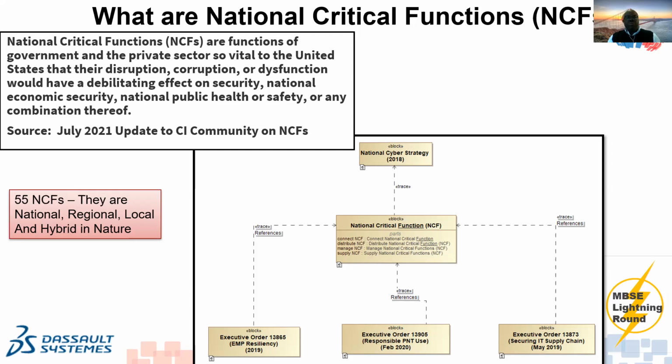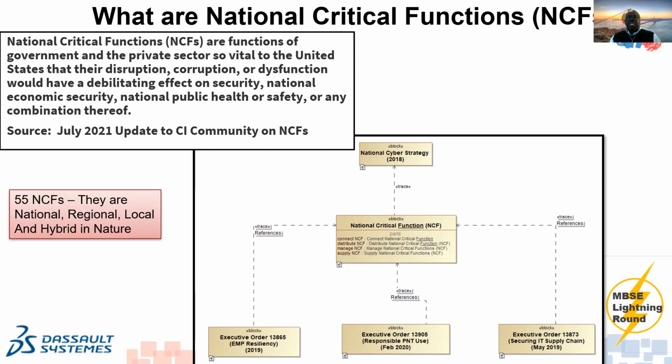This just shows the fact that there are 55 NCFs. And so what are the NCFs anyway? Basically, they're the functions of the government and private sector that are so vital to the United States that any disruption or corruption or dysfunction in them would have a debilitating effect on the security, economic security, or even the public health or safety, or any combination thereof, in the United States. And so they're very important.